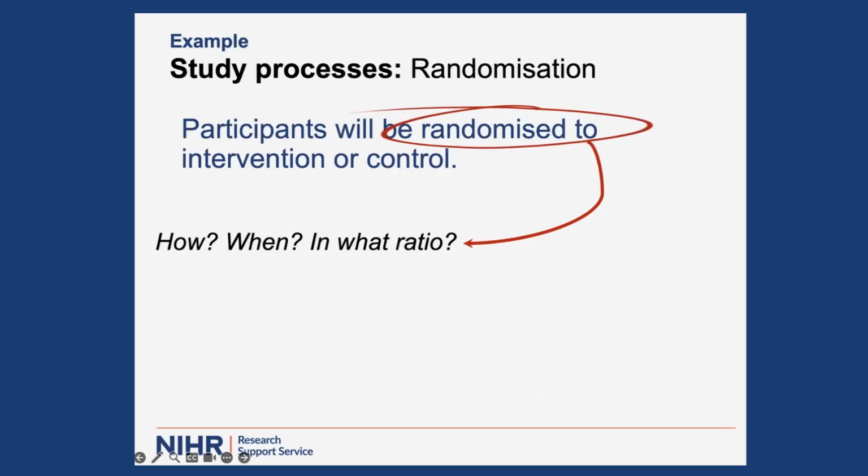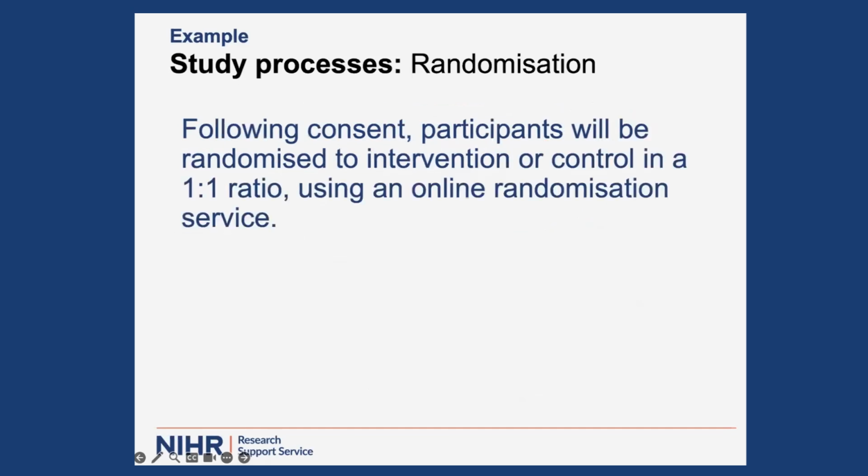So thinking about how you describe some of the individual processes, we have already said that participants will be randomized to intervention or control, but how is that going to happen? When in the study process will that happen? And what is the ratio of your allocation to treatment to control? So you might want a slightly longer sentence that says following consent. So this is including people who've agreed to be in your study. Participants will be randomized to intervention or control in a 1-to-1 ratio using an online randomization service.